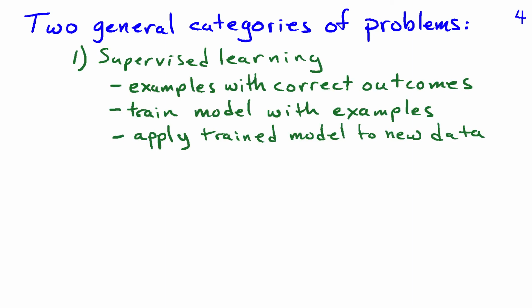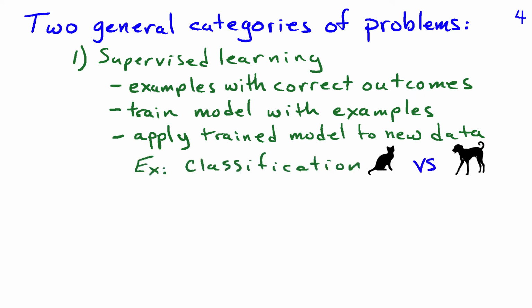In a supervised learning problem, we have training data. In other words, we have example data where we know the truth or the correct outcomes. And we can use that data to train our models. So we build our model based on the correct information we have associated with this training data. And then when we try to make a decision, we're going to apply this model that we trained to the new data.